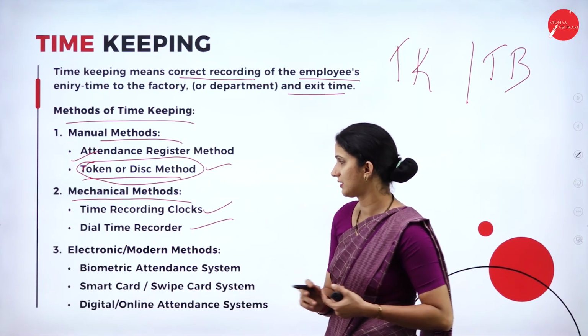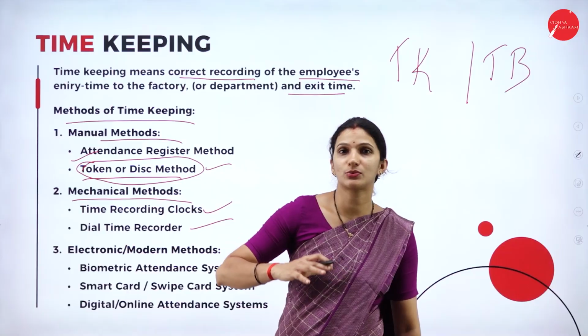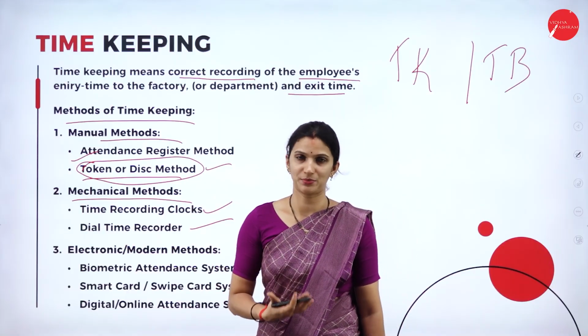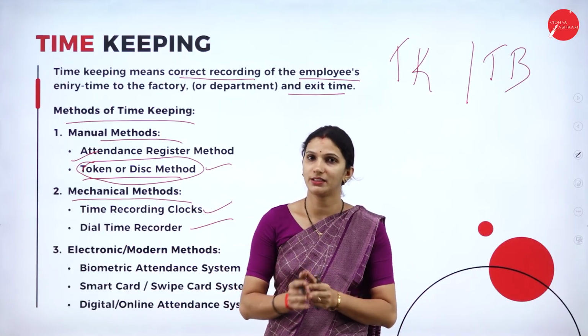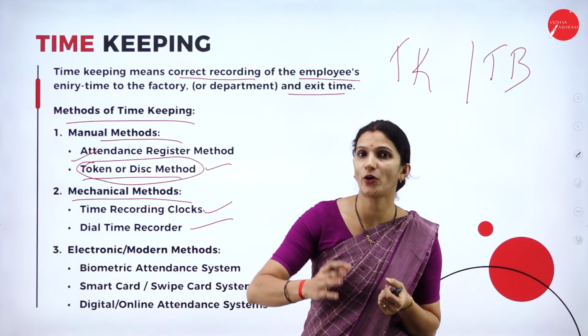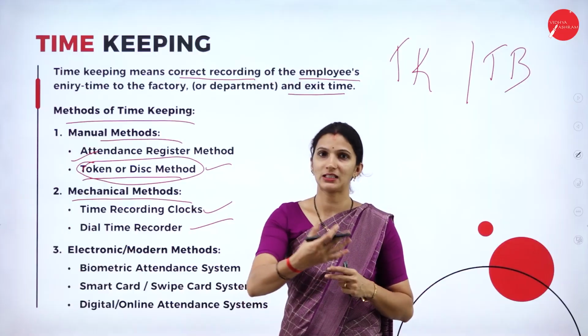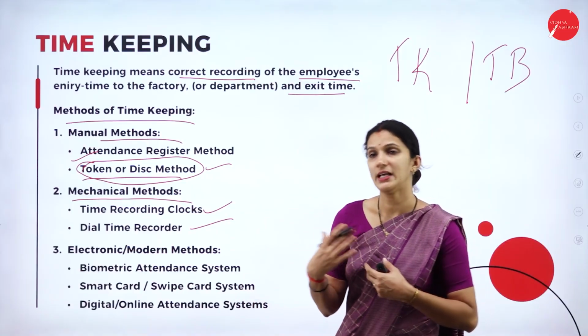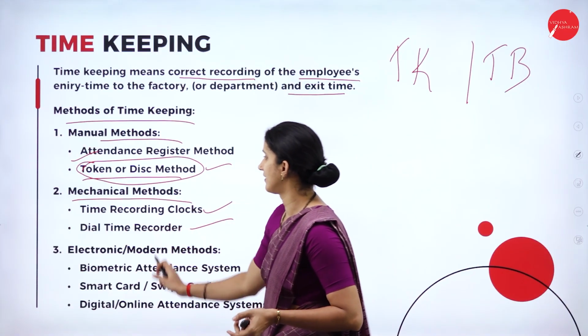The second one is the dial time recorder. This is one of the oldest methods of time recording. It has a dial with numbers. Whenever the worker arrives, he presses the lever pointing to his number, and automatically it records his entry time and exit time. So that is the dial time recorder.